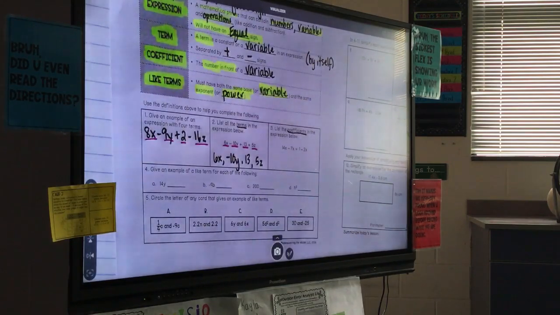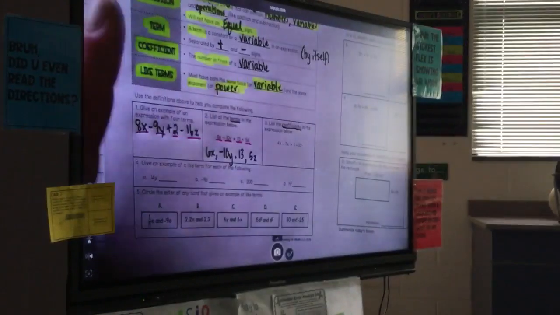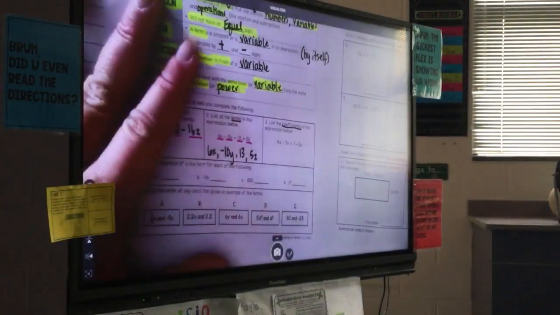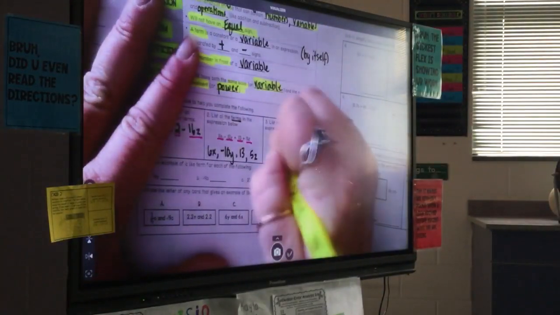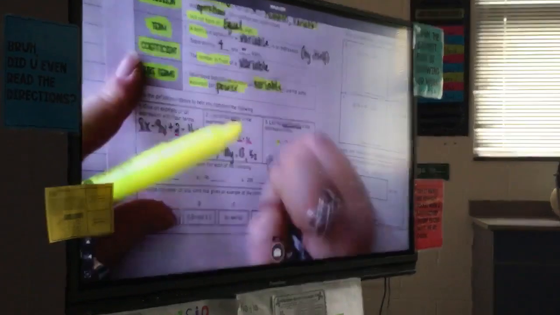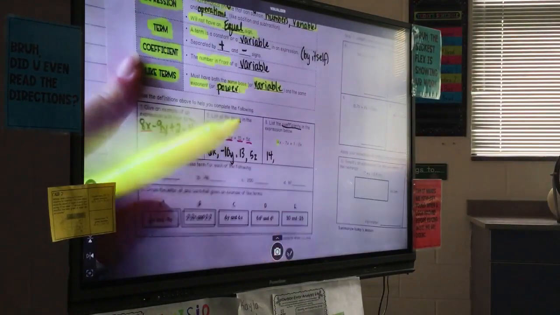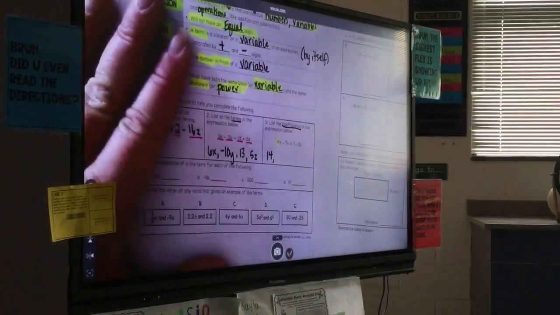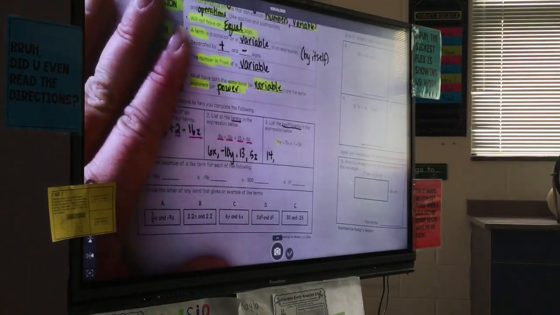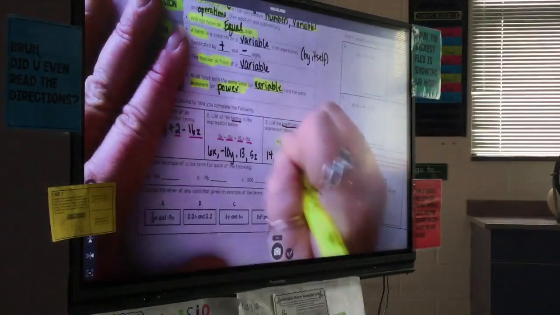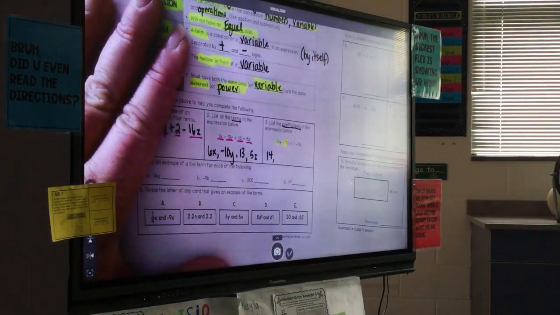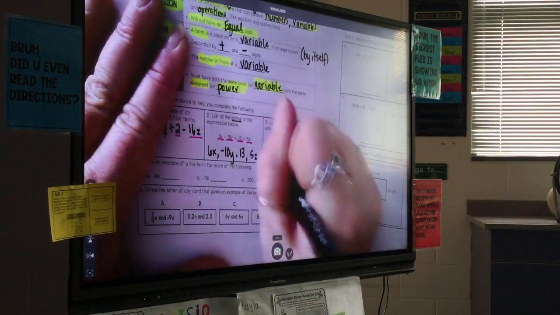All right, so what is my first coefficient? What's the first one? Brayden? 14. Okay. What is my next coefficient? Richard? Not 7, but negative 7. Make sure you're carrying that negative with them.